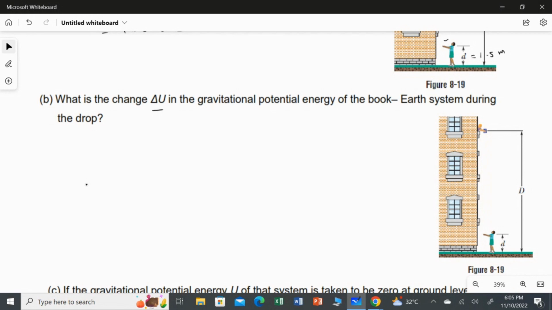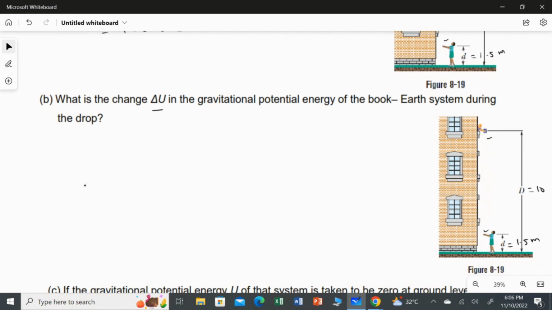So that means we are going to calculate what should be the change in potential energy. As we already know, I am going to write again. Capital D is exactly 10 meters and small d is exactly 1.5 meters. And the distance from this point to this person's hand is exactly 8.5. Clear? So now this height is exactly 8.5.